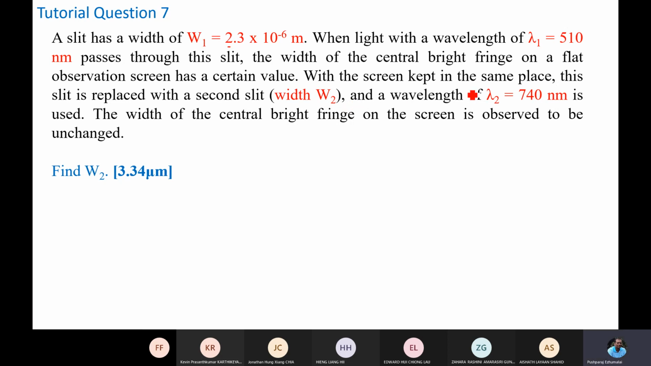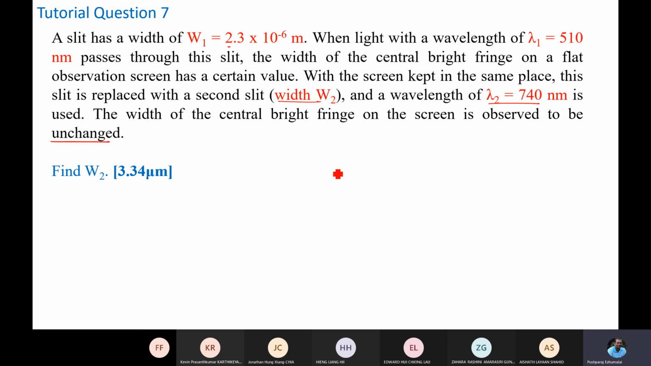And for wavelength lambda 2, with the same screen kept at the same distance, the width of the slit is W2. So W1 is replaced by W2. The screen distance is the same, but the wavelength is different. So the wavelength of 740 nanometer is used. Now what happened? The width of the central bright fringe on the screen is observed to be unchanged.